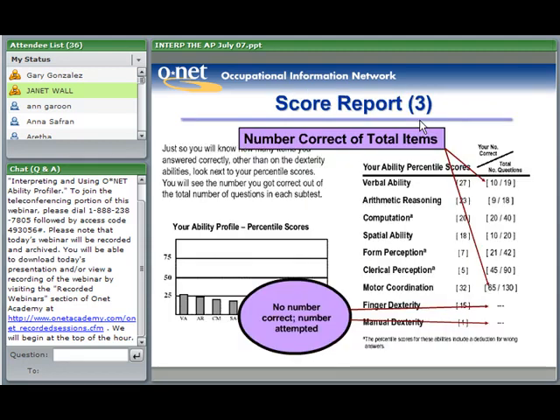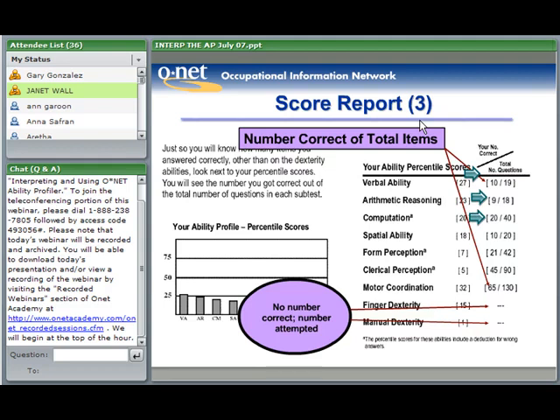All right, let's take a look at the score report again, and I want to point out a couple other features. On the score report, in addition to the percentile, you get a number correct out of the total number of questions. So this individual, who received a percentile of 27 on verbal ability, answered 10 out of the 19 questions correctly. For arithmetic reasoning, they scored 9 out of 18 questions correctly. Computation, they scored 20 out of 40, and so on down the line.